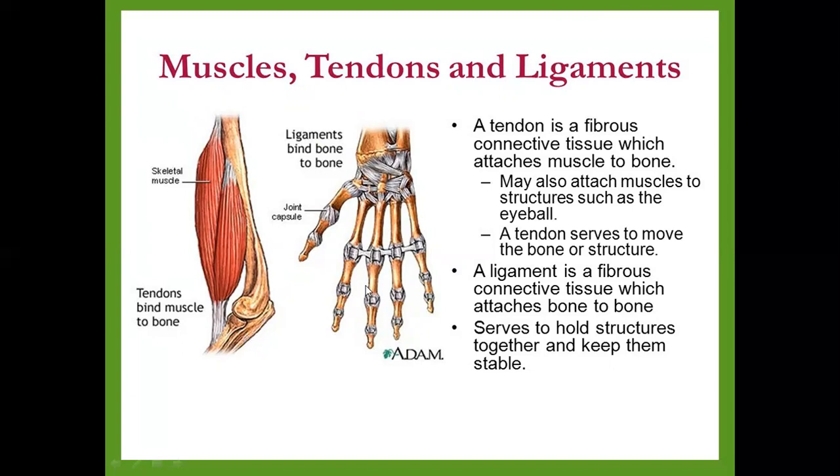Now, second is about ligaments. Ligaments are strong and flexible bands. You can see these all are the ligaments, and their function is to join one bone to another bone. A ligament is a fibrous connective tissue which attaches one bone to another bone, and it serves to hold structures together and keep them stable.